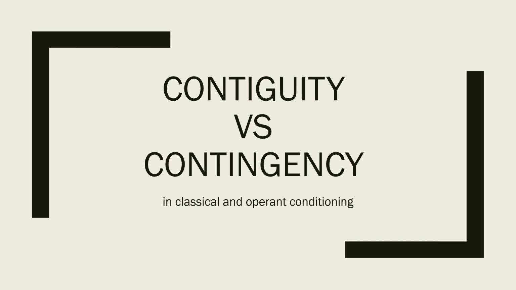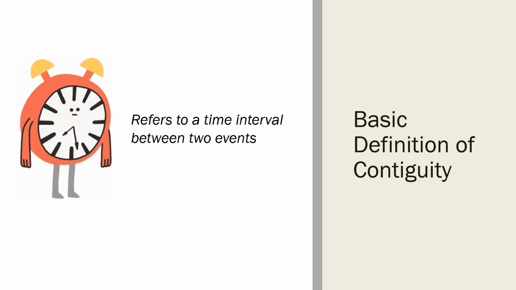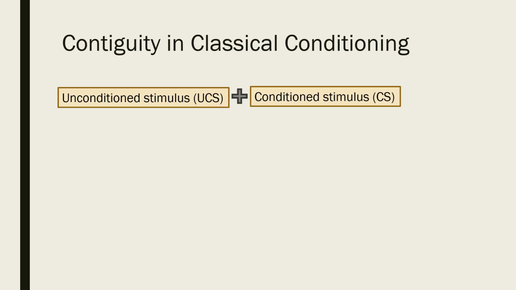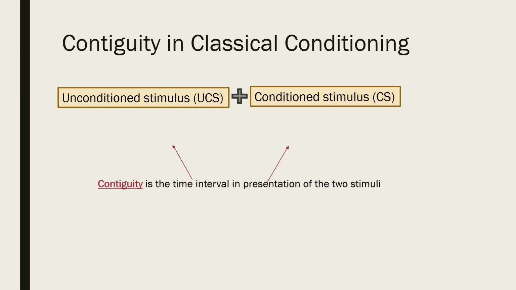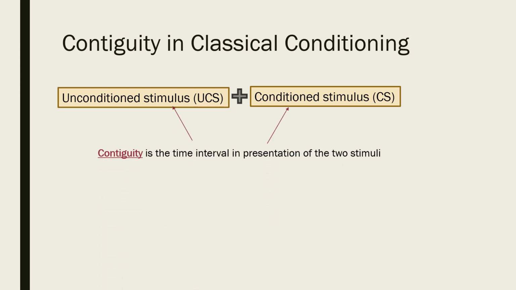Let's get into it. In simple terms, contiguity refers to a time interval between two events. What those two events are depends on the type of learning. In classical conditioning, contiguity refers to the time interval between the presentation of the unconditioned and conditioned stimuli. Learning will only occur if these events occur relatively close together in time, so a closer pairing between the two stimuli will result in the best conditioned response.